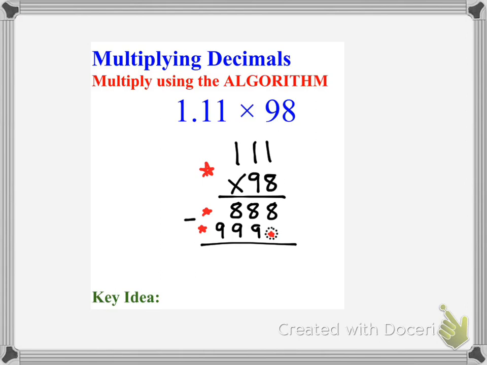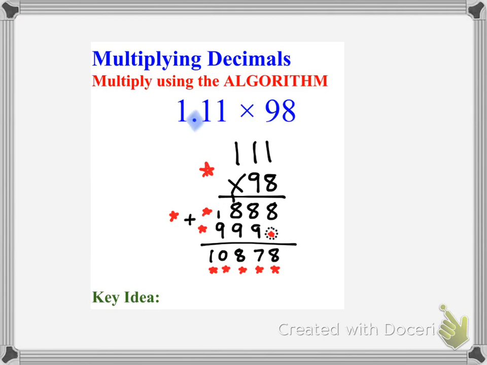The next thing you have to do is add. So for that plus sign, you get a star because you're telling me what to do. And then we're going to add. 8 plus 0 is 8, that's a star. 8 plus 9 is 17, that's a star. Carry the 1. 1 plus 8 is 9, and 9 plus 9 is 18. So there's the 8, that's a star. Carry the 1. 1 plus 9 is 10. So my answer is 10,878. And you get a star for each digit.